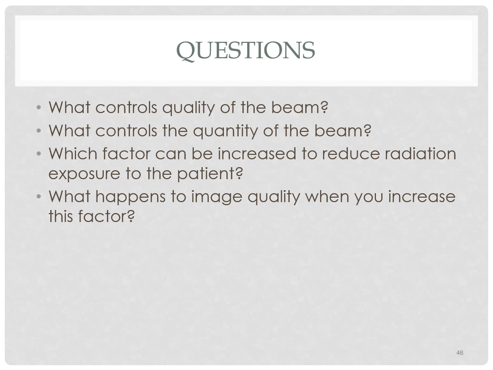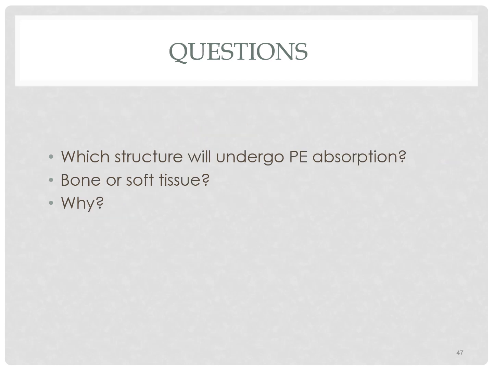All right, and then these are just some questions that you should be aware of. What controls quality of the beam? What controls the quantity of the beam? What factors can be increased to reduce radiation exposure to the patient? What happens to image quality when you increase this factor? What structure will undergo photoelectric absorption, bone or soft tissue, and why?